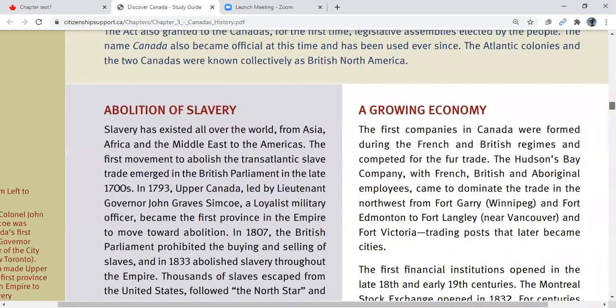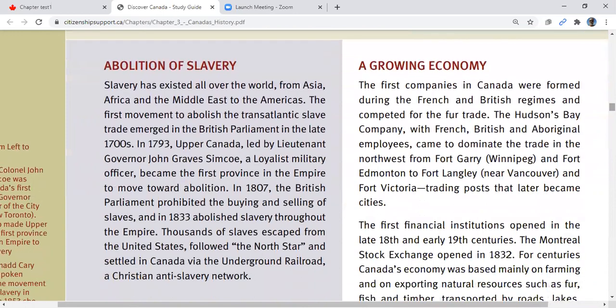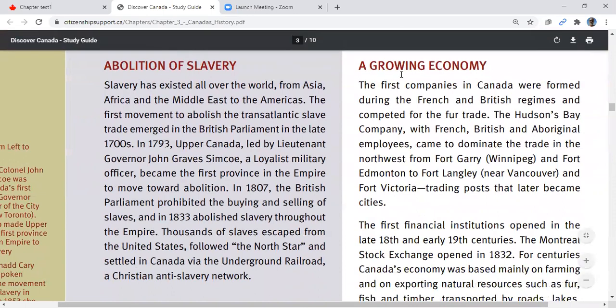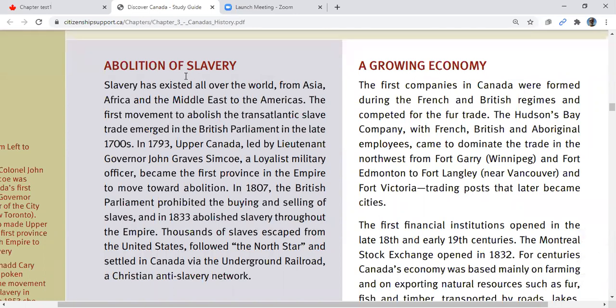Good. Okay, let's see. Rashid, would you like to do this one? I'm going to get Rashid to do this one, and then I'm going to get Zaniba to do the next one. Rashid, would you like to do where it says abolition of slavery? First of all, before we start, does anybody know what the word abolition means?